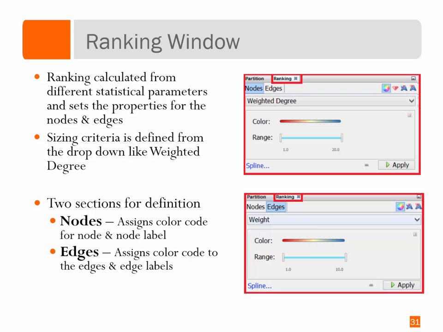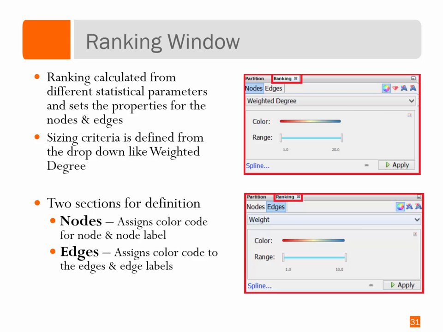So you'll see up in the top right-hand window there that we've clicked on nodes. We're using the criteria of weighted degree for our assignment of color here. And then if we look down in the edges, the bottom right-hand window, we're assigning color here based on weight. So for our edges, whatever the weight of that particular relationship is.